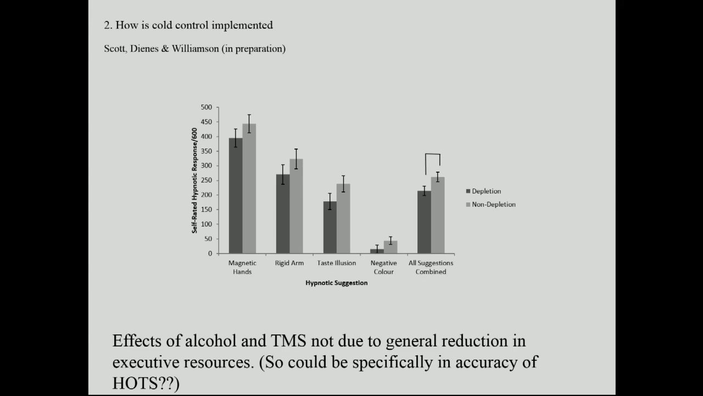It's not just hypofrontality in general that's important. When you reduce executive function with a task which there's no evidence affects metacognition, you do not increase hypnotic response. So that helps to be more sure of the interpretation of the preceding results, and helps support the notion that the reason alcohol increases hypnotic response is because it reduces the ease with which one has accurate higher order thoughts.